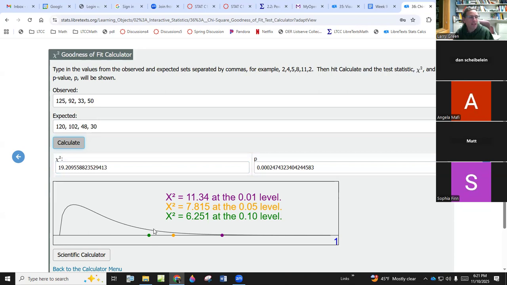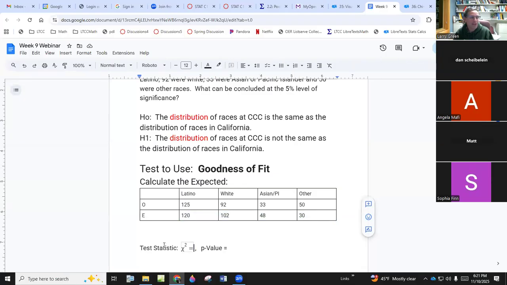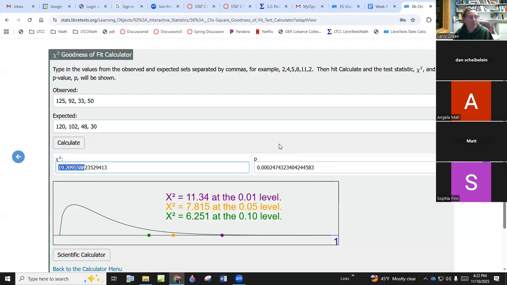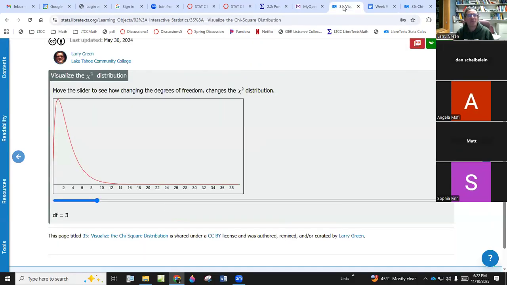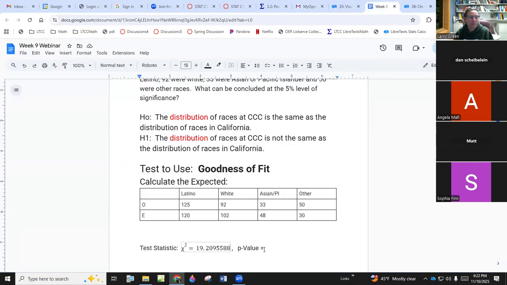Okay, so what we have is the chi-squared. Here's the graph, remember? We have the p-value. So the chi-squared is a test statistic. That's about 19.209558. I'm just going to copy that. I'll put that here. And the p-value was 0.0002473 about. Any questions so far?